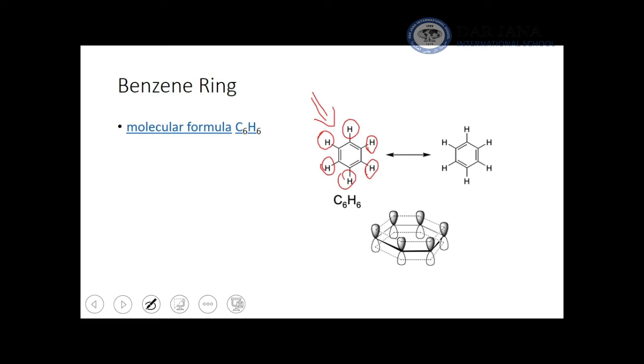Six carbon atoms bonded by alternating single, double bonds. Here's the single bond, here's the double bond, single, double. As it contains only carbon and hydrogen atoms, benzene is classified as hydrocarbon.